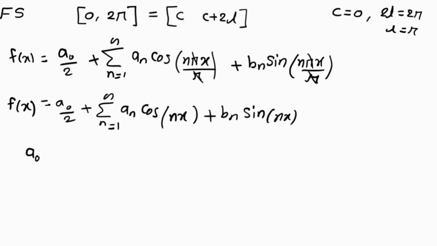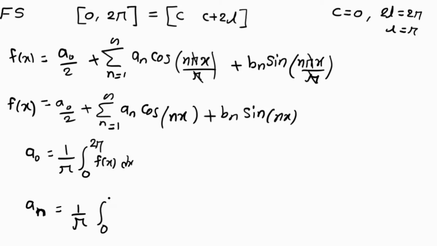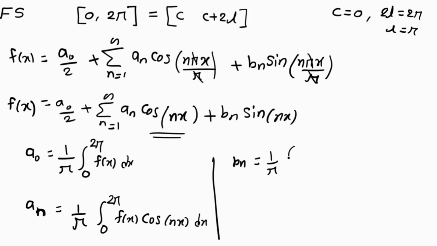Now how to find a naught? It is 1 upon L, but the value of L is pi. So 1 upon pi integral 0 to 2 pi f of x dx. For an, 1 upon L, so L is again pi, 1 upon pi integral 0 to 2 pi f of x into cos. This term is cos nx, so we have to take cos nx dx. And Bn is 1 upon pi integral 0 to 2 pi f of x into sine nx dx. So this is the special formula for the interval 0 to 2 pi.